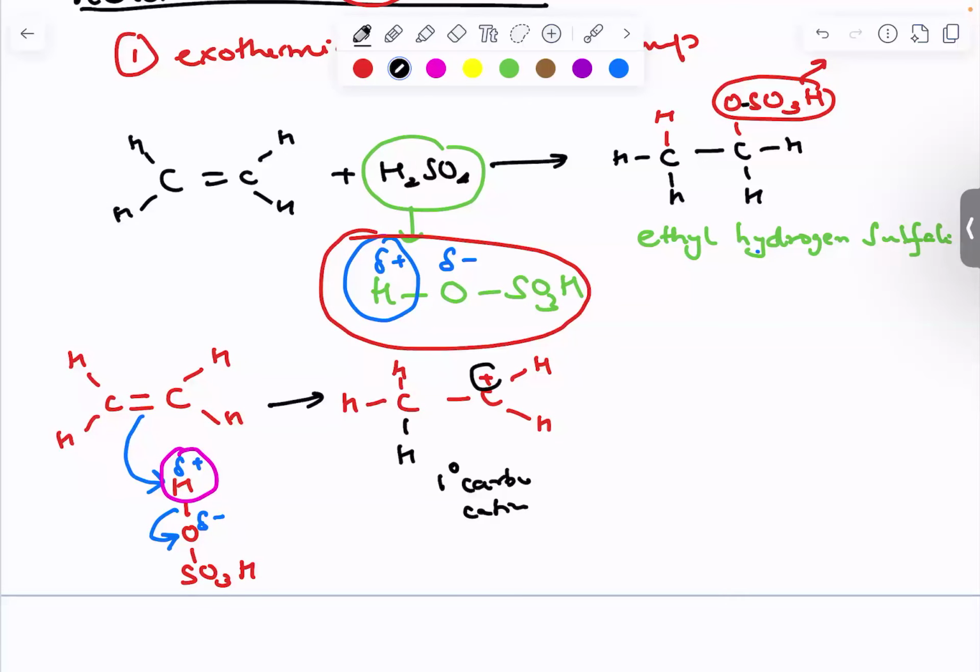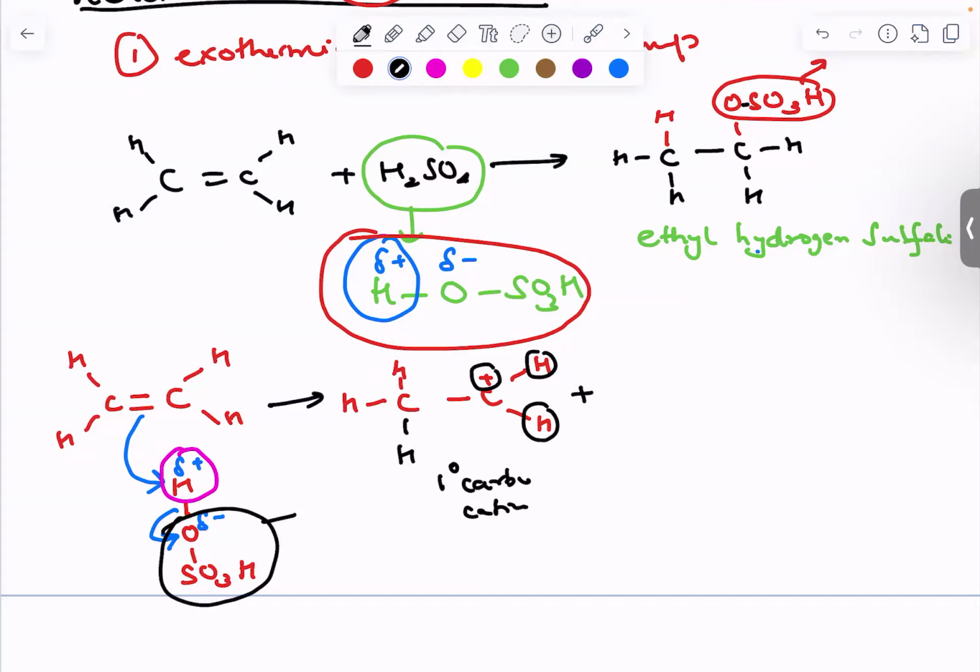Why primary? Because this carbon is connected to two hydrogens and one R group. So it's a primary carbocation. You know that primary carbocation is not stable, so it is going to react with this leaving nucleophile.